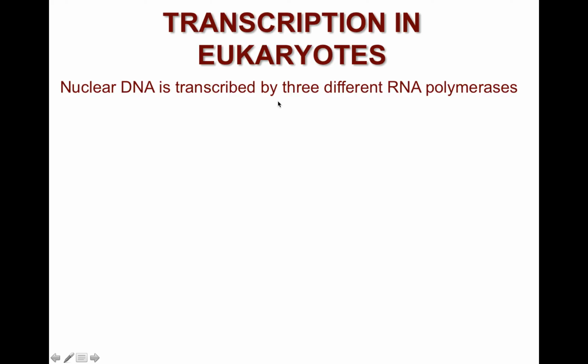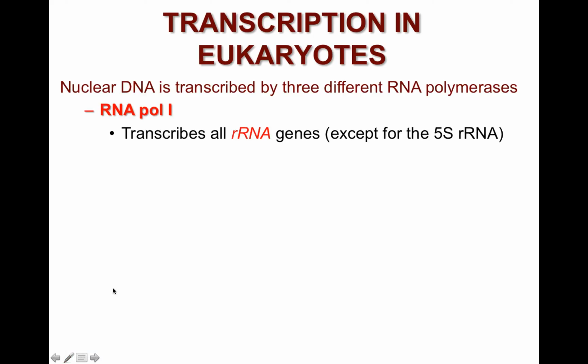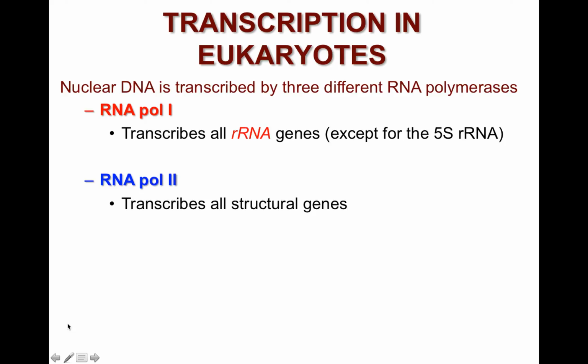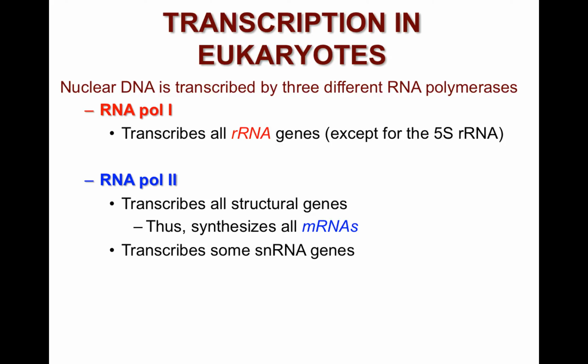So nuclear DNA is transcribed by 3 different RNA polymerases in eukaryotes. There's RNA polymerase 1, which transcribes all of the ribosomal RNA genes. There is RNA polymerase 2 that transcribes all the structural genes, the messenger RNA genes, the messenger RNAs that make proteins. And RNA polymerase 3 takes care of the tRNA genes and some other small RNA genes as well.